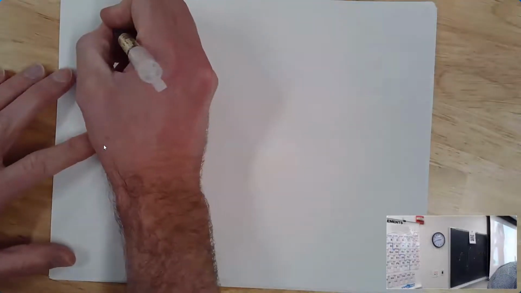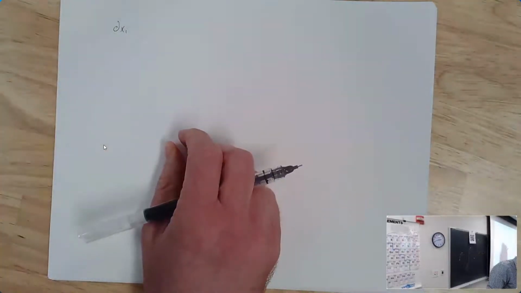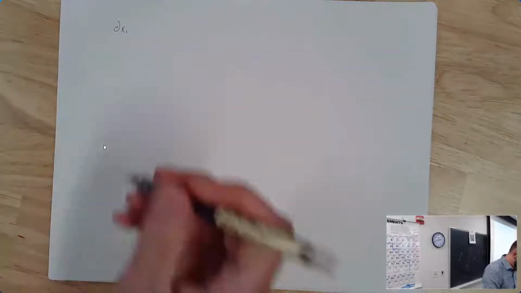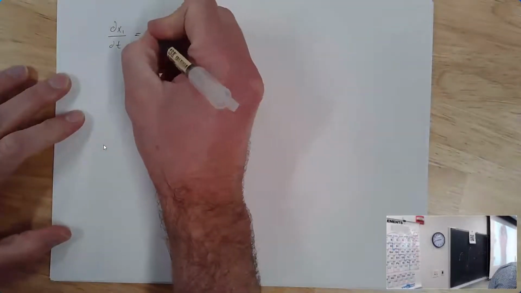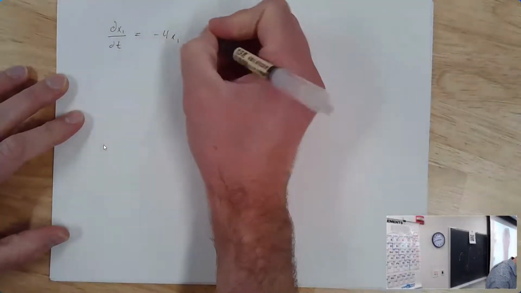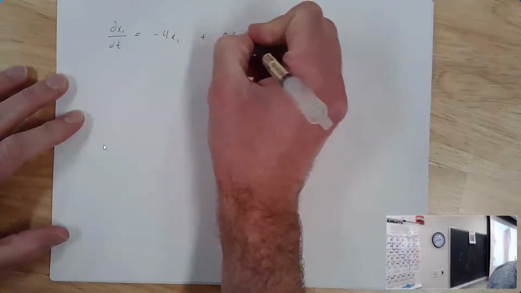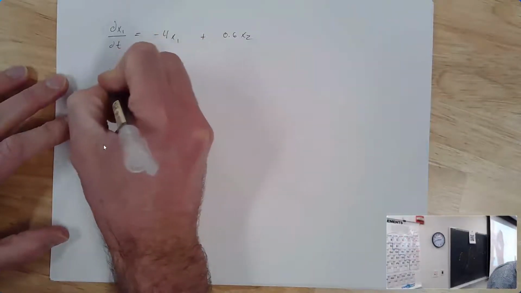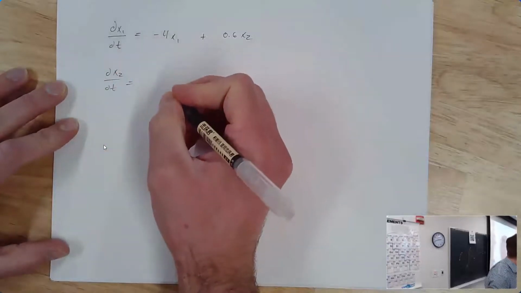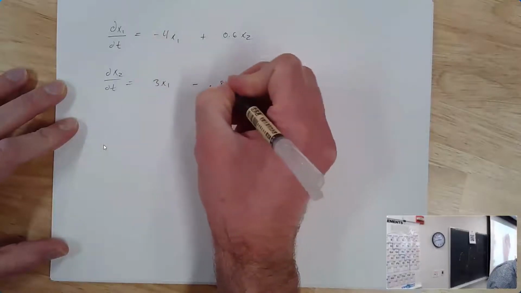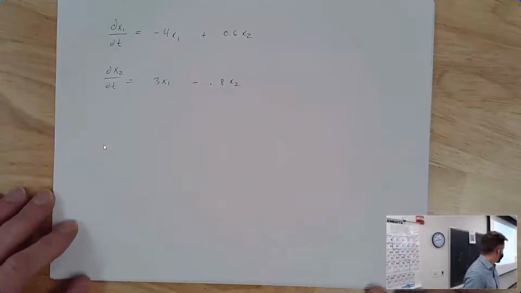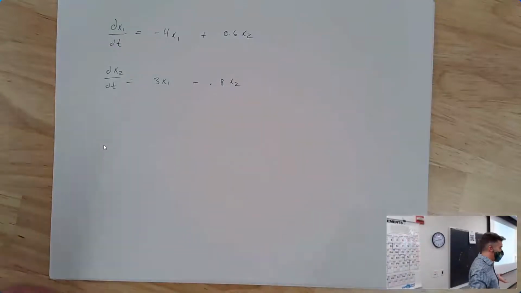Let's say I've got dx1/dt, and I'm going to make up some numbers that might turn out terrible. We're going to find out. dx1/dt is equal to negative 4x1 plus 0.6x2, and dx2/dt is equal to 3x1 minus 0.8x2. And I'm going to draw the standard compartment model for this sort of situation.